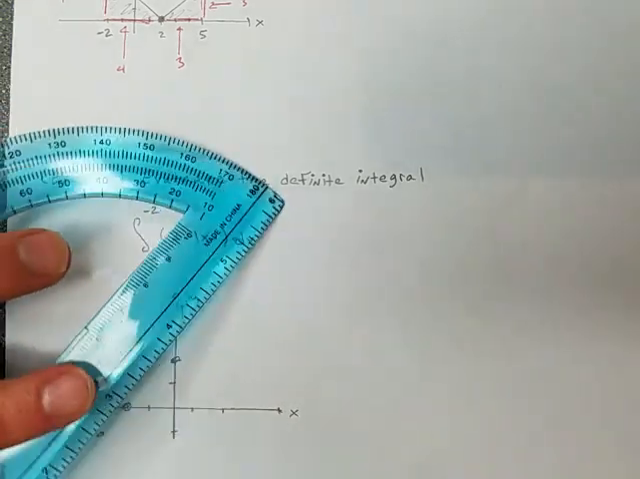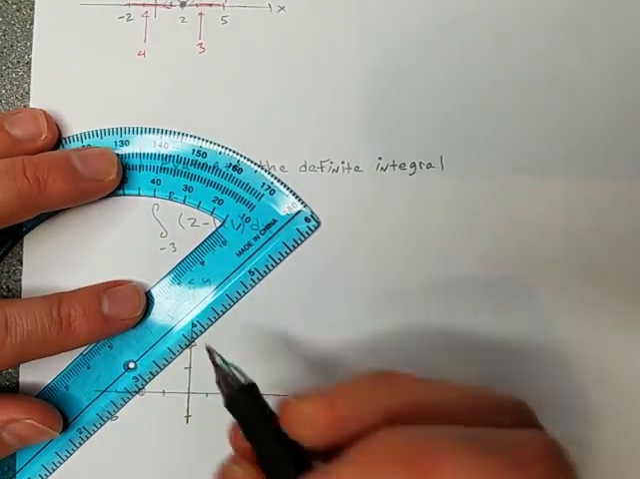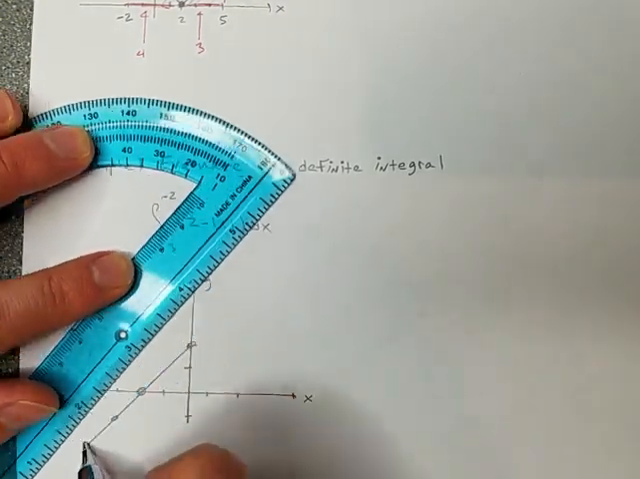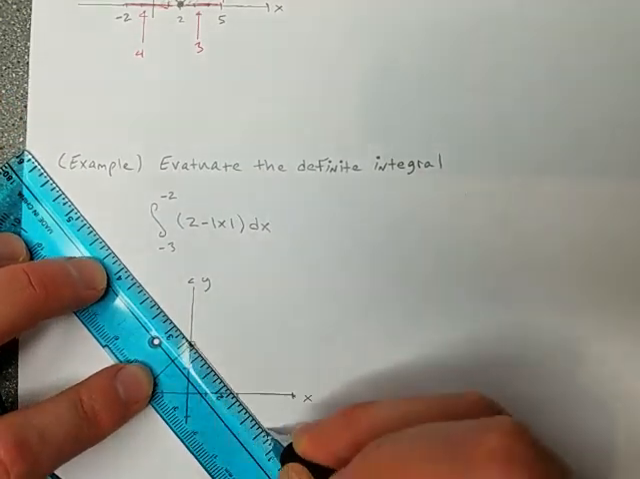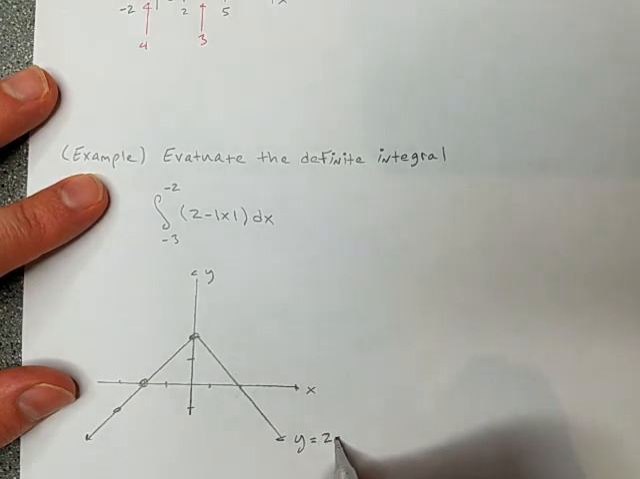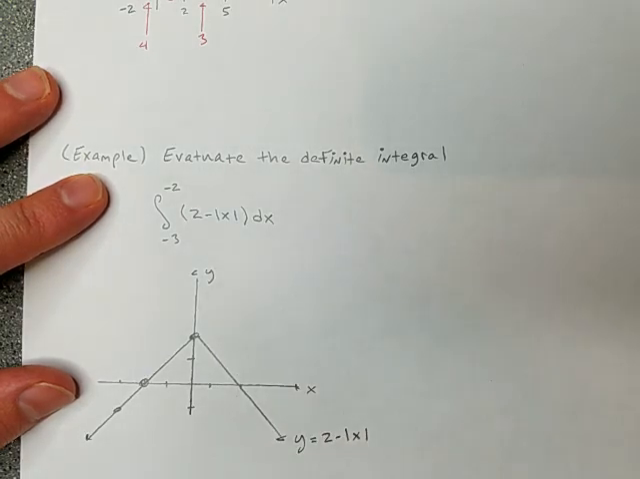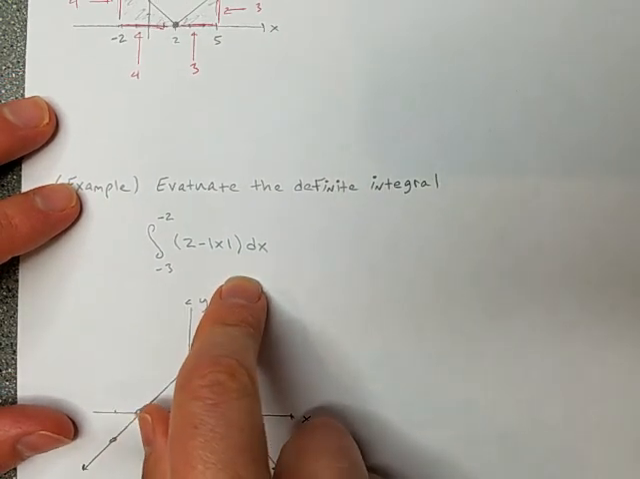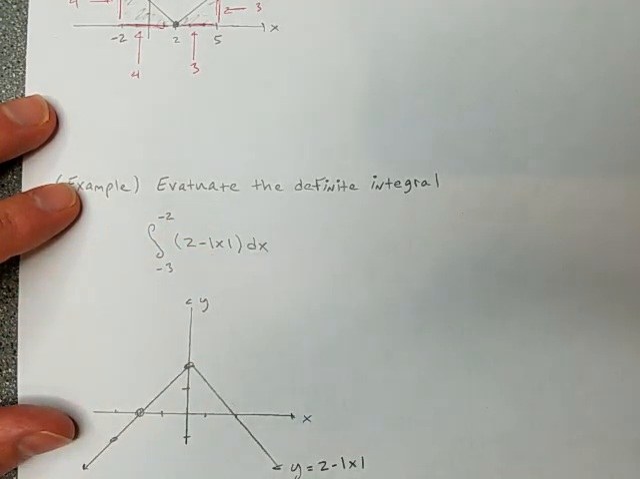Okay, I've got a few points on there, but it's going to look like this, and it's going to look like that. There it is, there's my curve: y is equal to 2 minus the absolute value of x. All right. Now, what are we asking for here, or what's a way that you could interpret this?